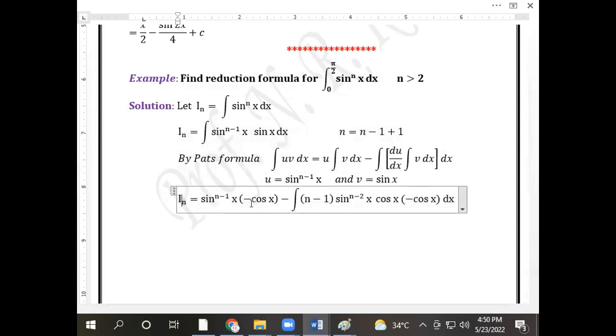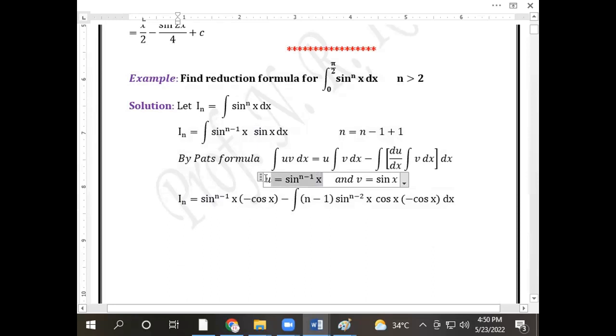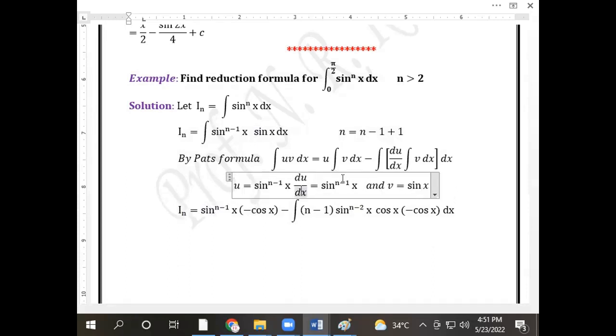Here u remains as it is, and the integration of sine is minus cos x. Then we have to find the derivative of sine raised to n minus 1 of x. How do we find the derivative of such a function? We can calculate du by dx, the derivative of this particular function.